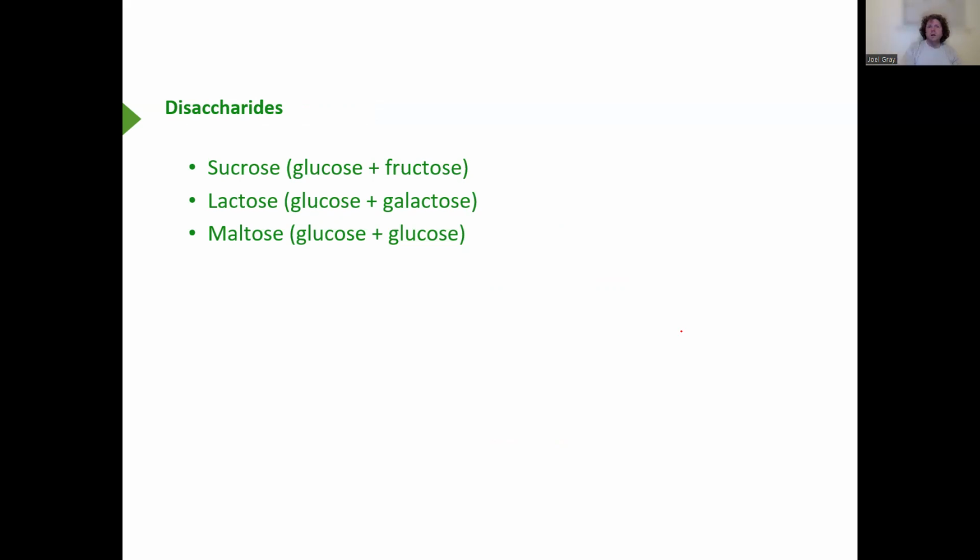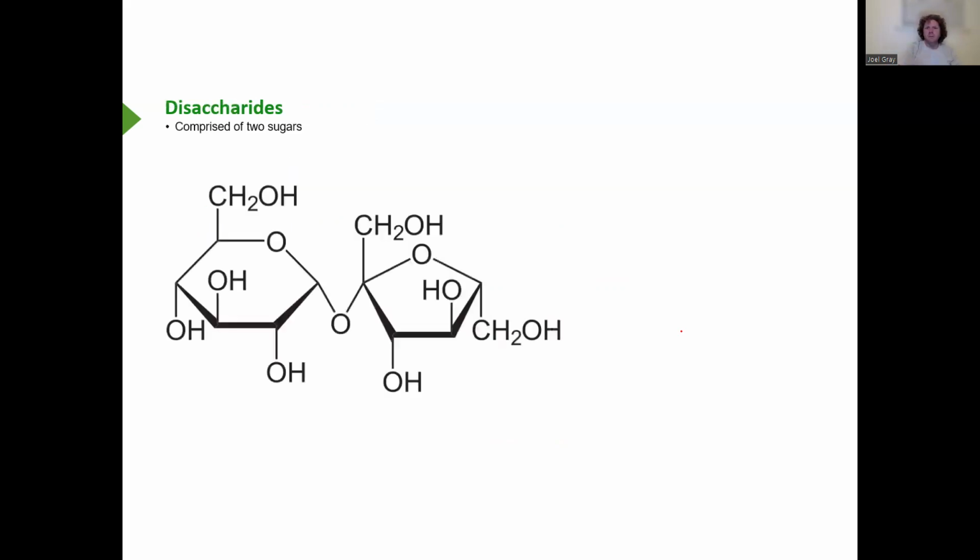Glycosidic linkages are the way that we form disaccharides. Examples of disaccharides are sucrose, lactose, and maltose. Sucrose is a disaccharide made up of glucose and fructose. Lactose is a disaccharide made up of glucose and galactose. Maltose is glucose and glucose.